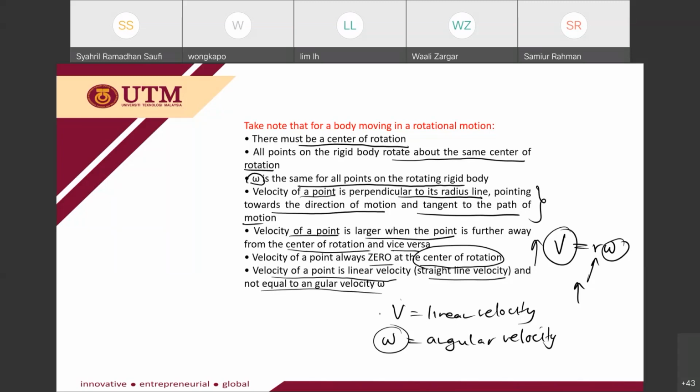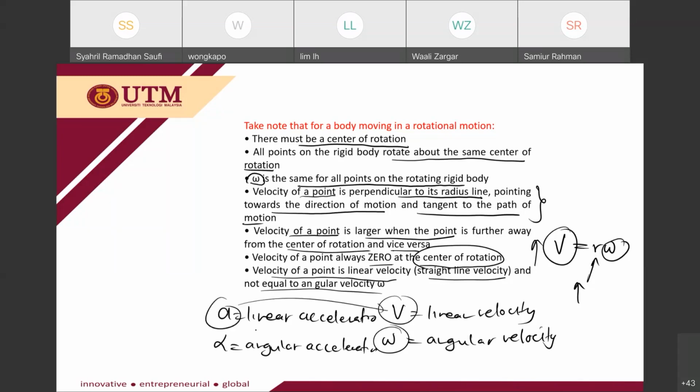So these are different things. A is linear acceleration. Alpha is angular acceleration. So A here is related to this linear V, and alpha is related to the angular velocity.